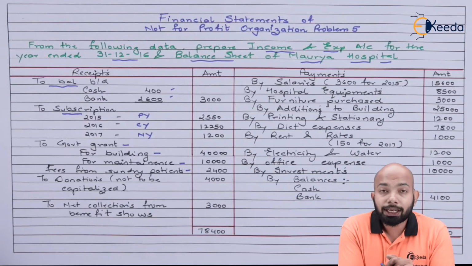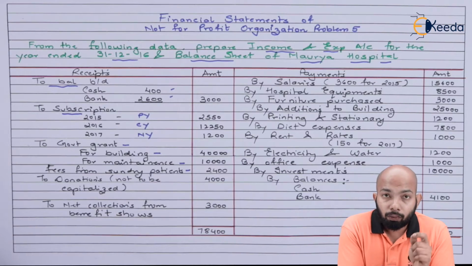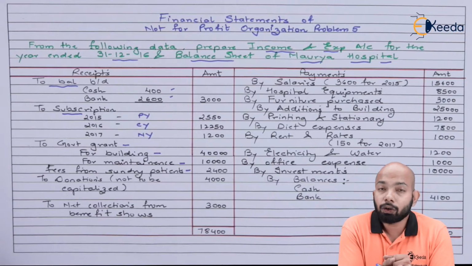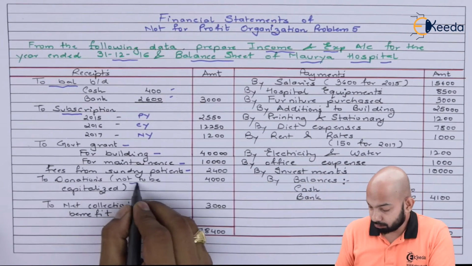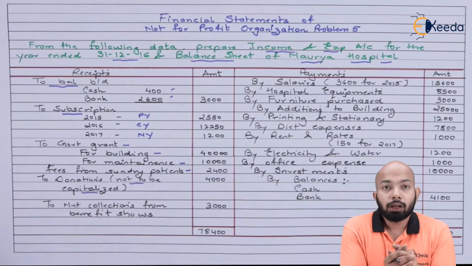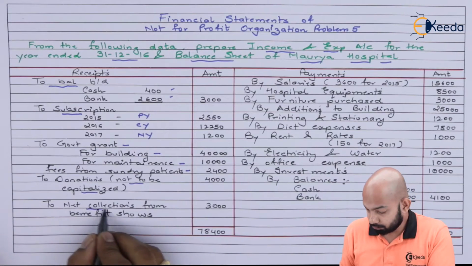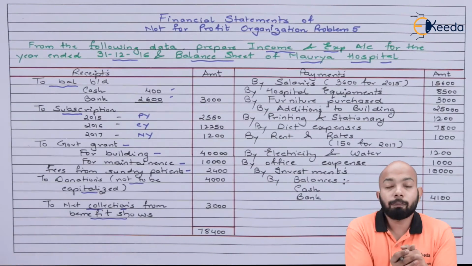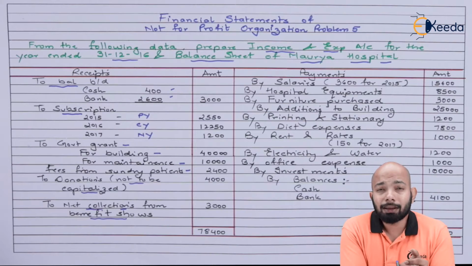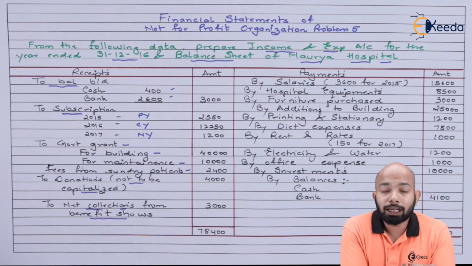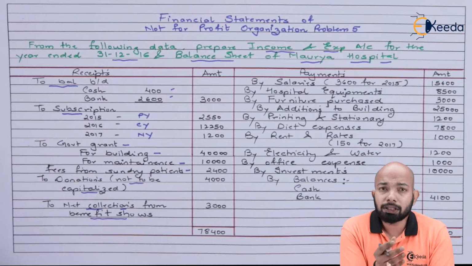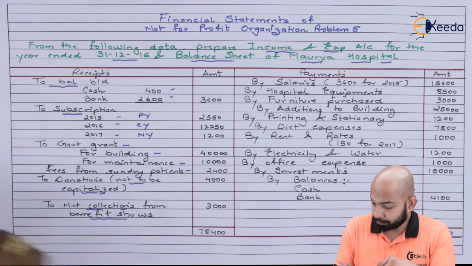Now, there is another option mentioned here, that is donations, whereby clear instructions have been given not to be capitalized. And again on the receipt part, we have net collections from benefit shows. Now, this is some specific kind of income, or rather some specific source income that we're getting here.